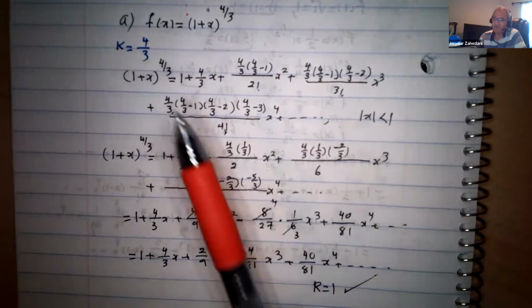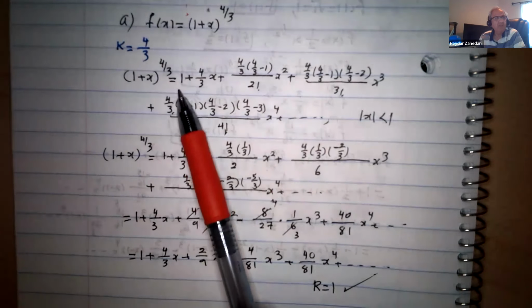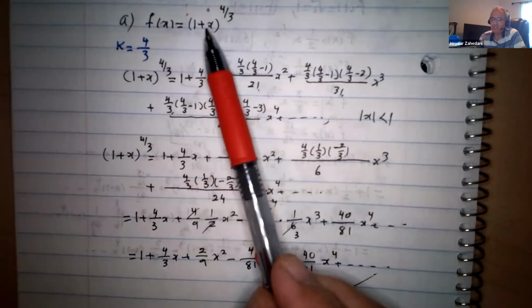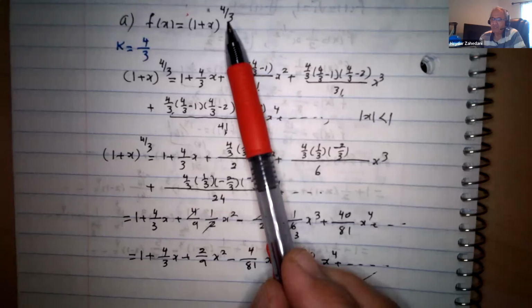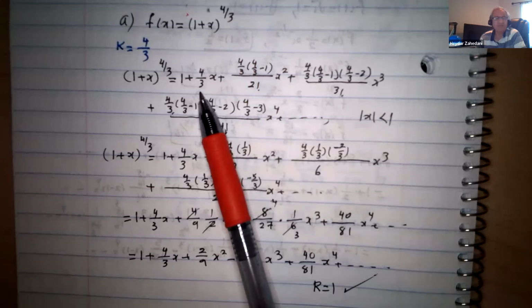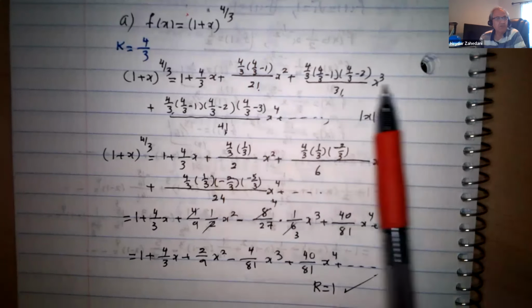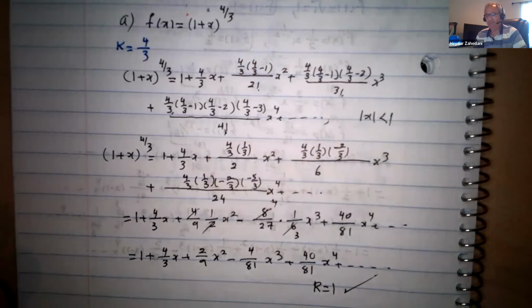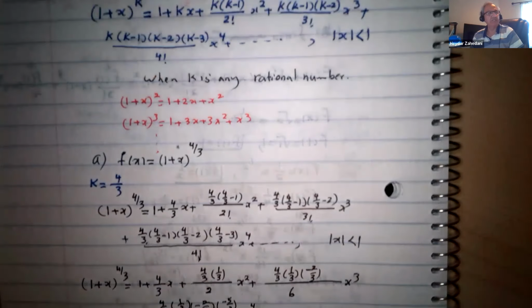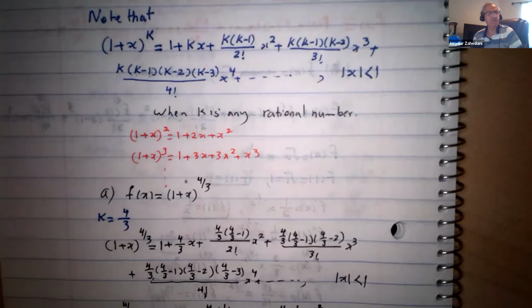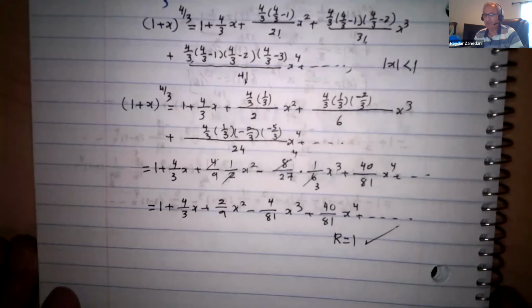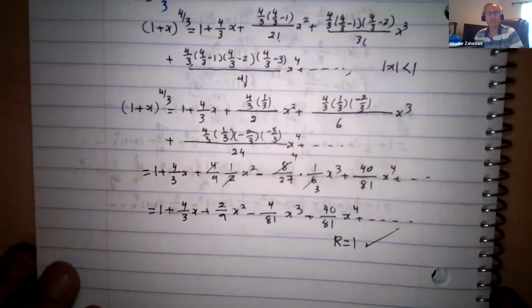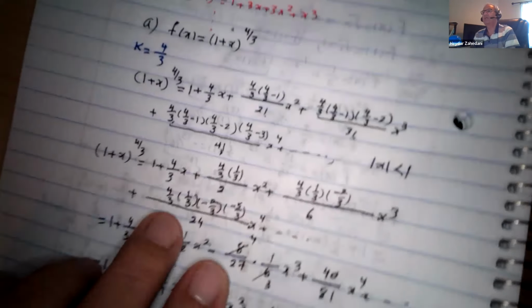You see f of 0 would be 1. You differentiate, that gives you 4/3 times 1 plus x to the negative 1/3. You substitute 0, so it's the same thing. But this formula makes it easier for us. So we gave you one of them, the binomial series. You get this one, so look at the solution that we have. So that's number 7.